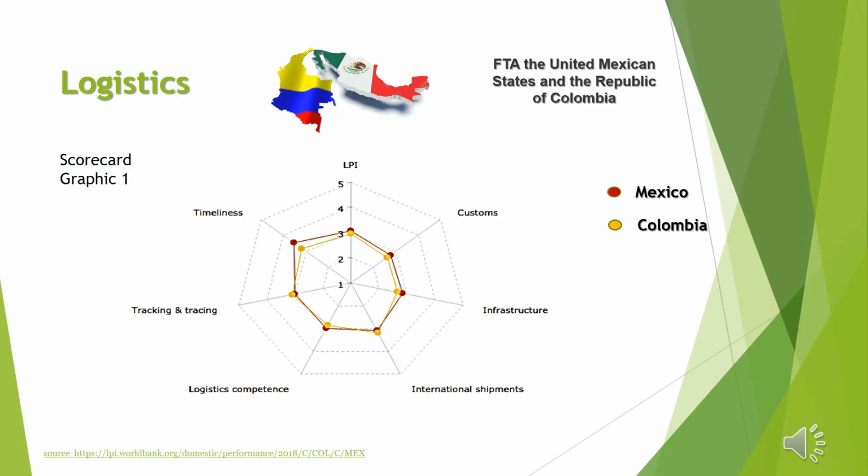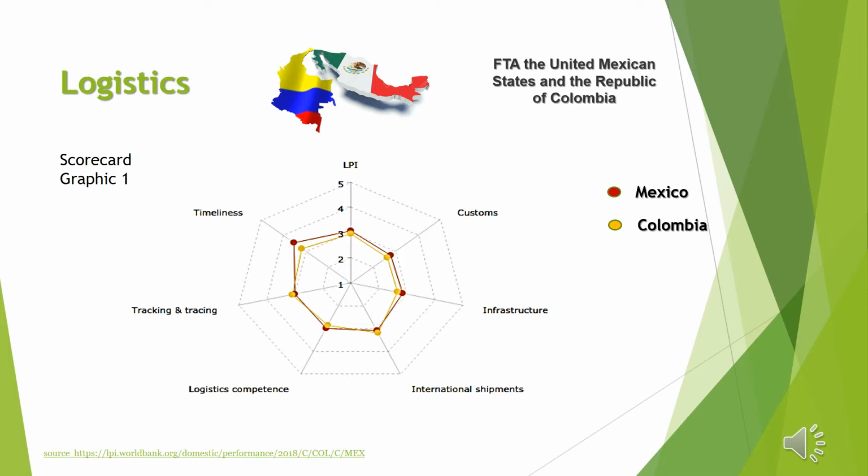Here in this scorecard we can see how Mexico compares to Colombia in the Logistics Performance Index. For example, in international shipments, Mexico is better than Colombia. In tracking, Colombia is better. And in timelines, Mexico has a better infrastructure, so it's going to be better.